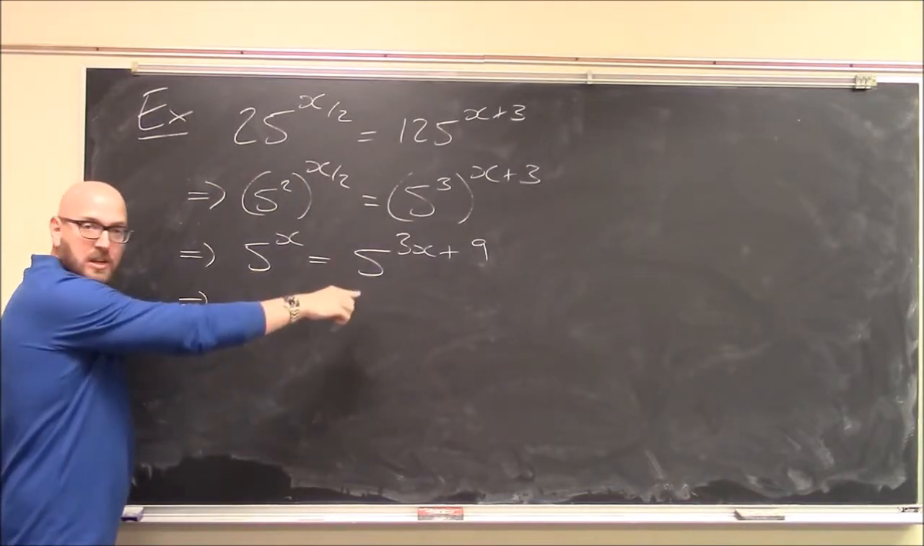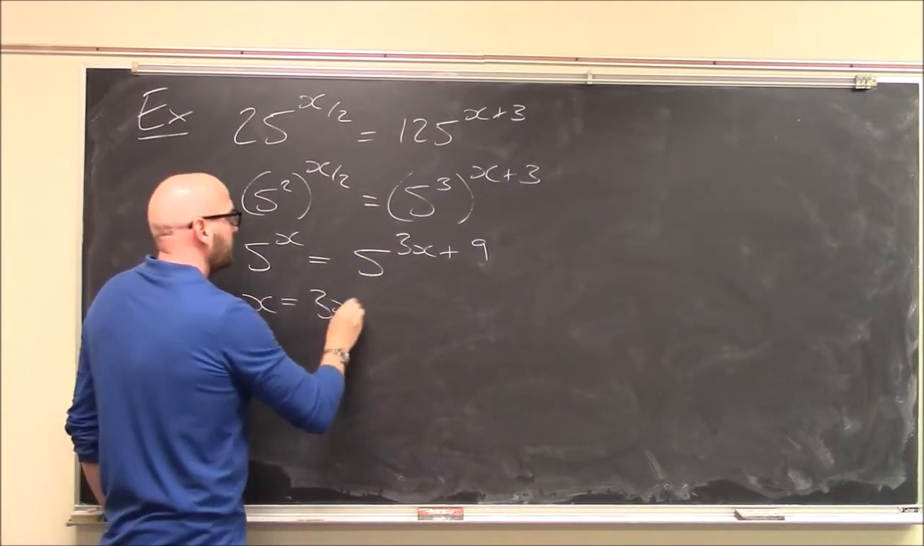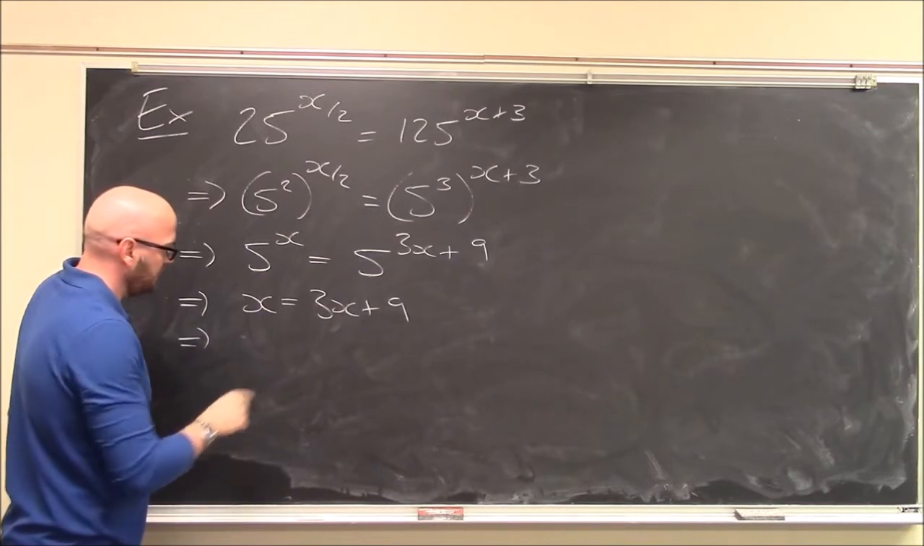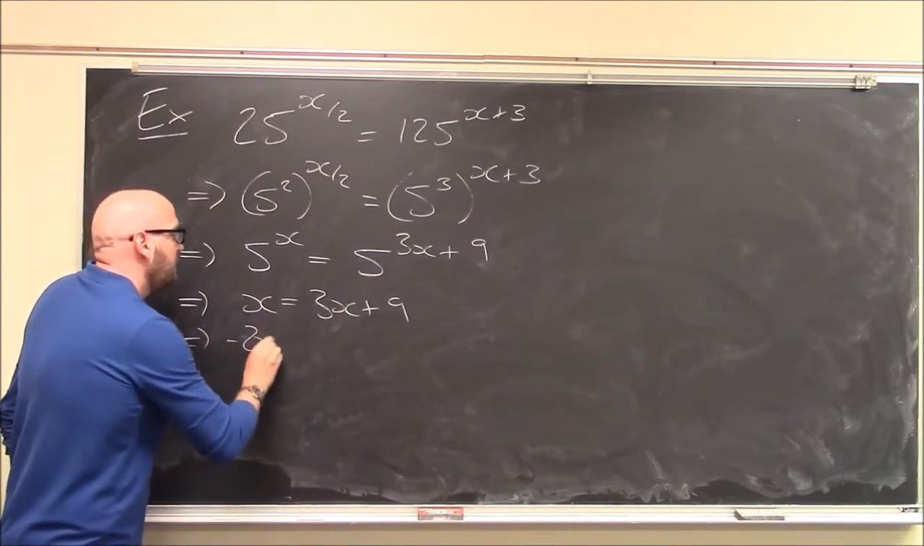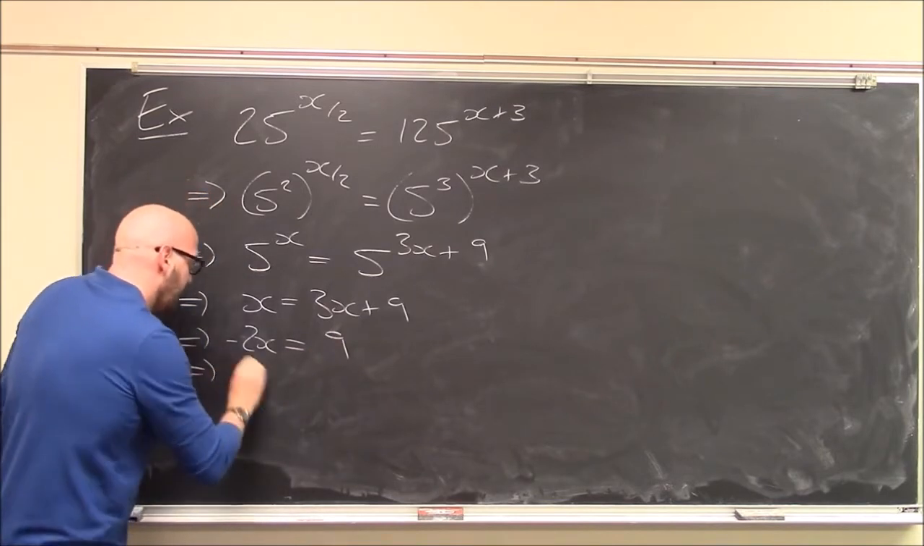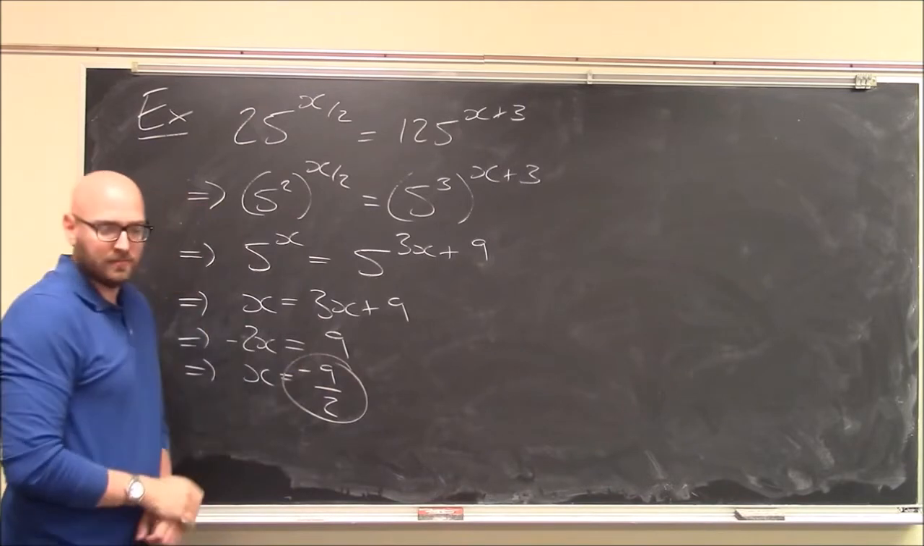Great. Same bases, so the exponents must be equal. We must have x = 3x + 9. Let's see, we'll solve this as quickly as we can. Subtracting 3x from both sides, minus 2x equals 9. So x is minus 9 halves.